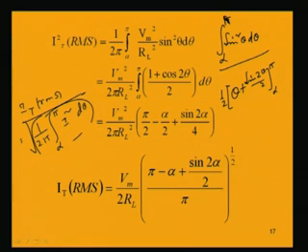So, if we consider this, we will be getting pi plus sin 2 pi by 2 minus alpha minus sin 2 alpha by 2. So, what we will be getting? I think there is a mistake in the plus and minus sign, because we are doing sin square theta d theta. If we do this sin square theta d theta, what will we be getting?